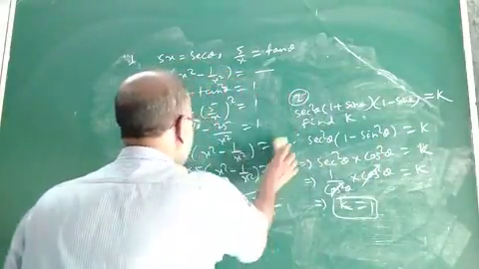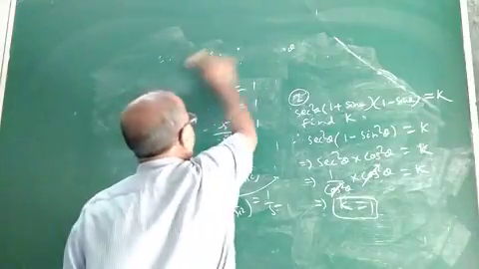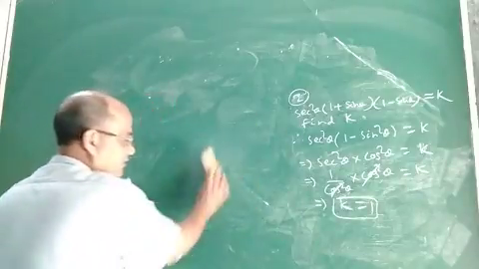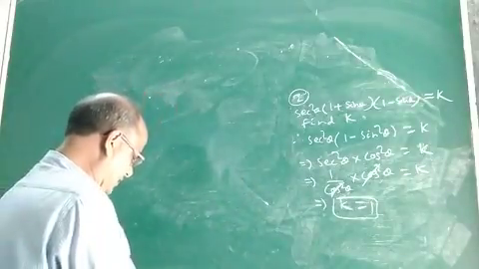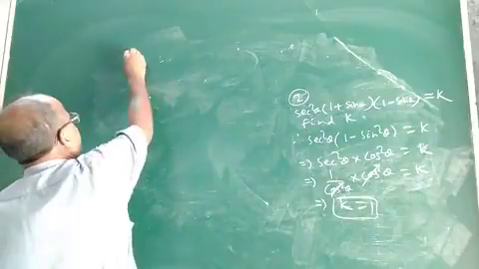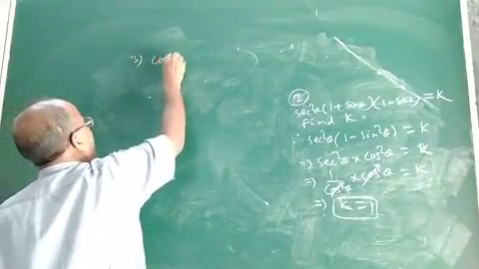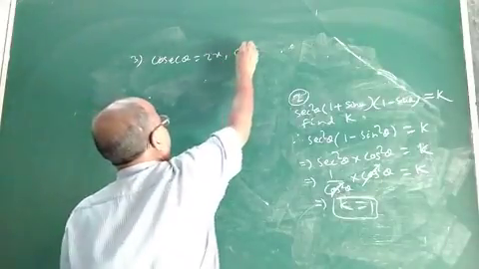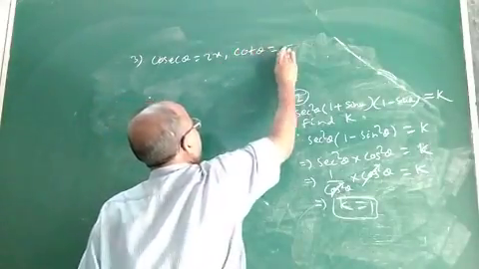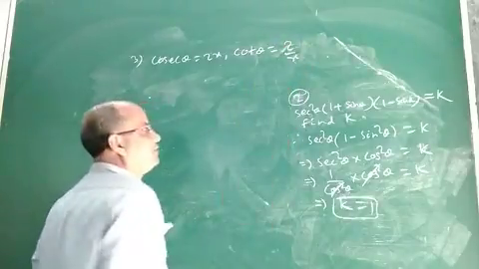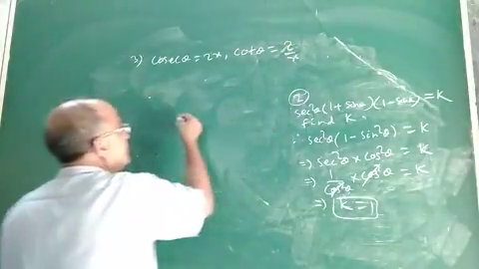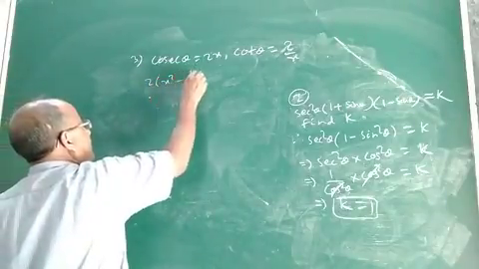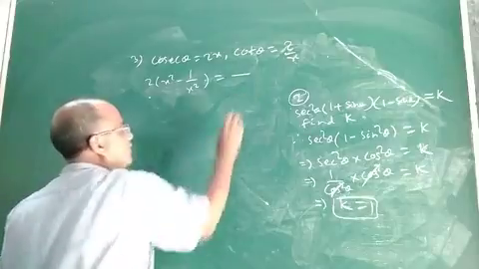Okay. Now let me discuss another question. Suppose you are given a question, say number 3. Suppose cosec theta equal to 2x and cot theta equal to 2 by x. You see, this is 2x and this is 2 by x. So how to find the value of 2 into x square minus 1 by x square? What will be the value of this expression?